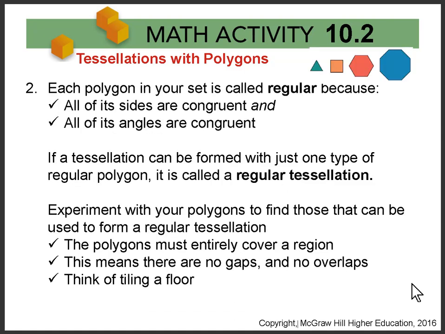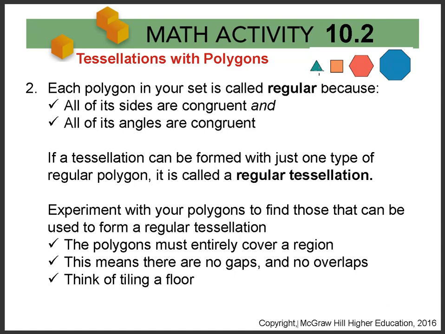And think of tiling a floor. In question 2, each polygon in our set is regular because all of the sides are congruent and all of the angles are congruent. If a tessellation can be formed with just one type of regular polygon, it's called a regular tessellation. Experiment with your polygons to find those that can be used to form a regular tessellation. And remember, the polygons have to entirely cover the region. There can't be any gaps and there can be no overlaps.